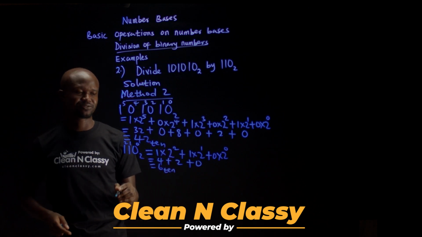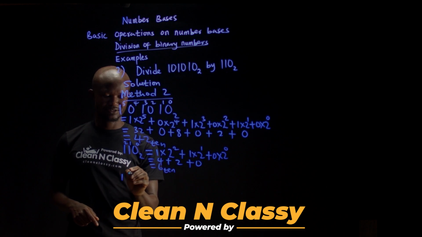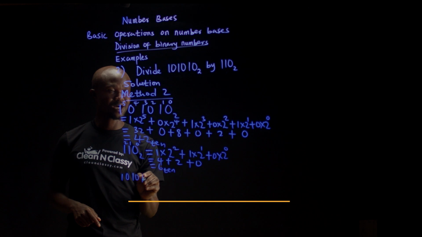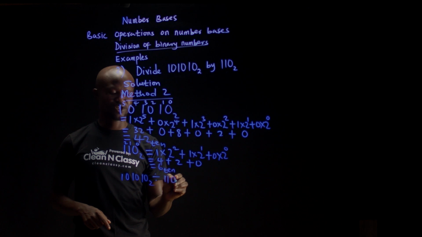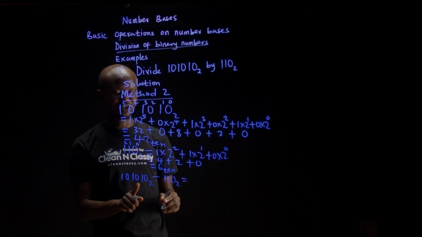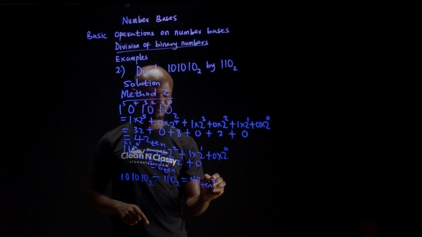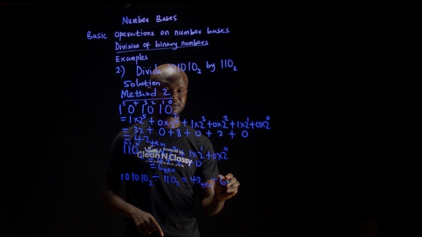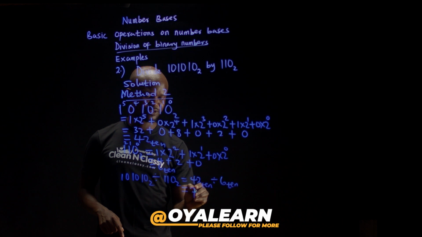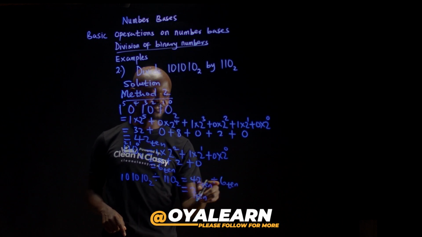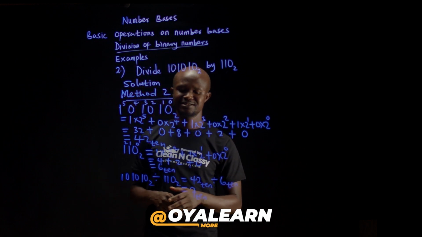Now, going back to the question, it means that we have to solve 1, 0, 1, 0, 1, 0 base 2 divided by 1, 1, 0 base 2. So, the equivalent value in base 10 is 42 base 10, divided by 6 base 10. The value for this is 7 base 10, because 42 divided by 6 is 7. We must leave our answer in base 2.